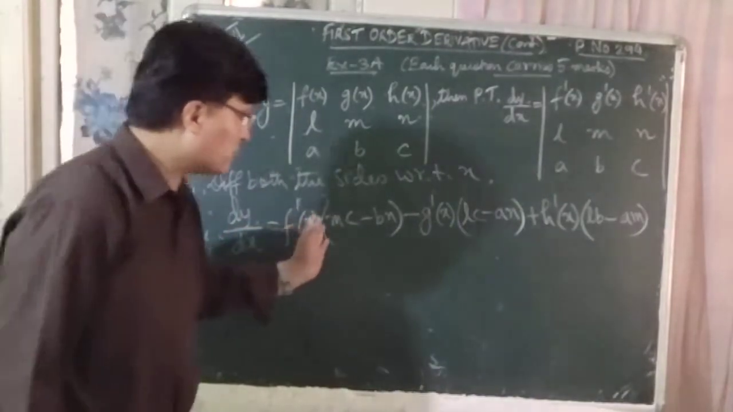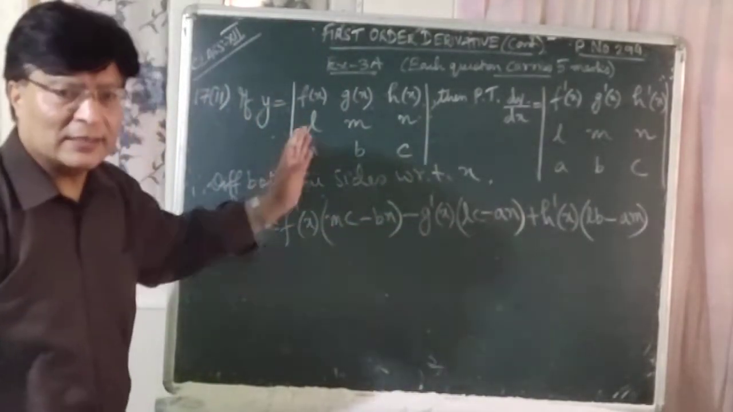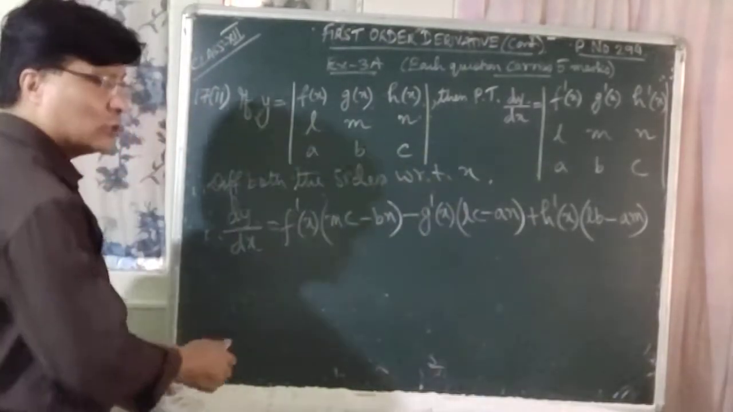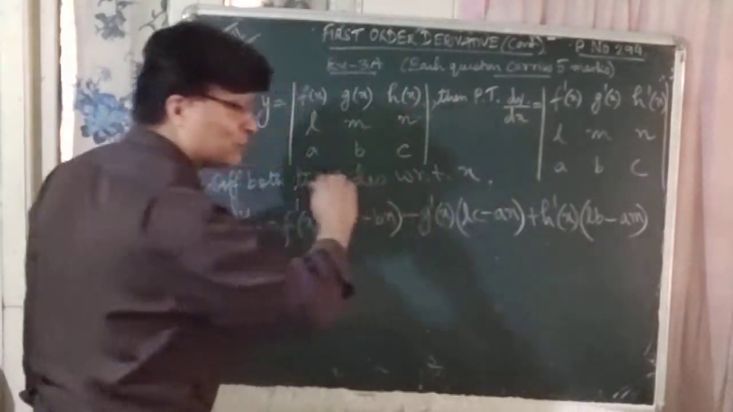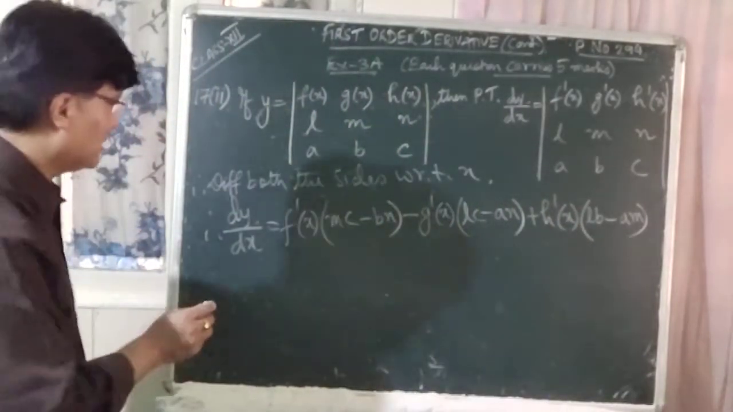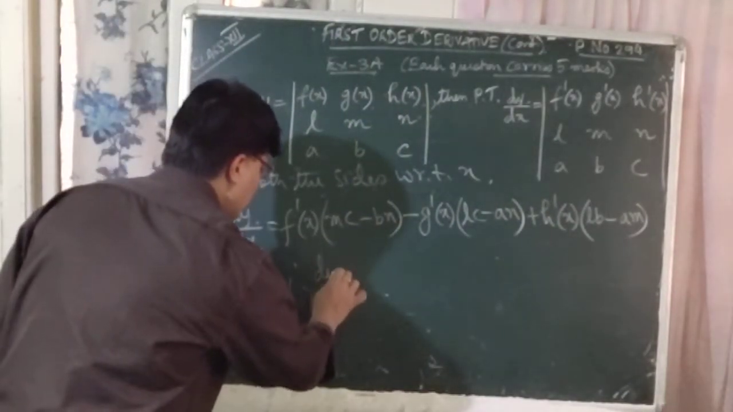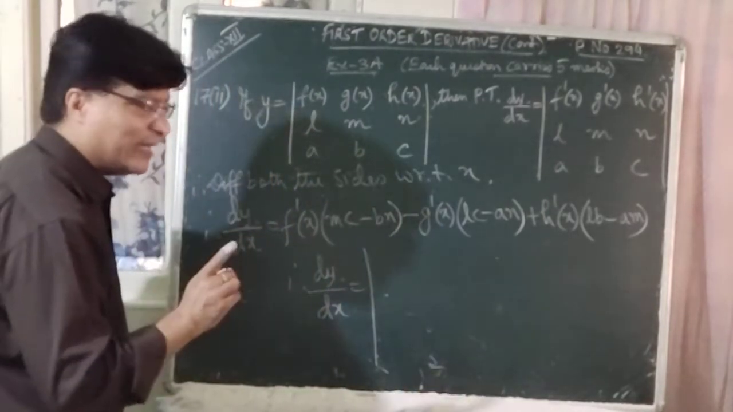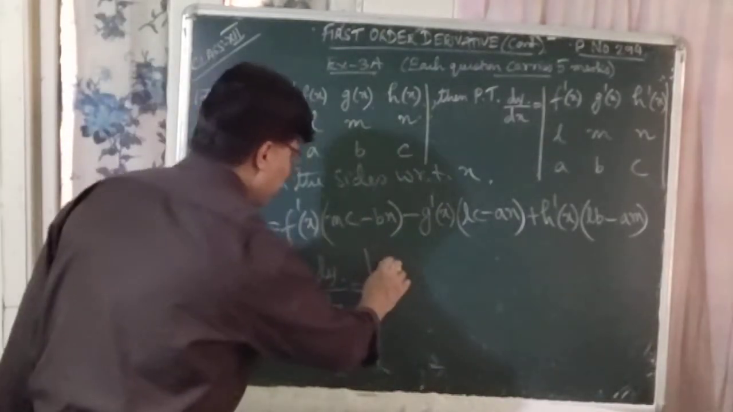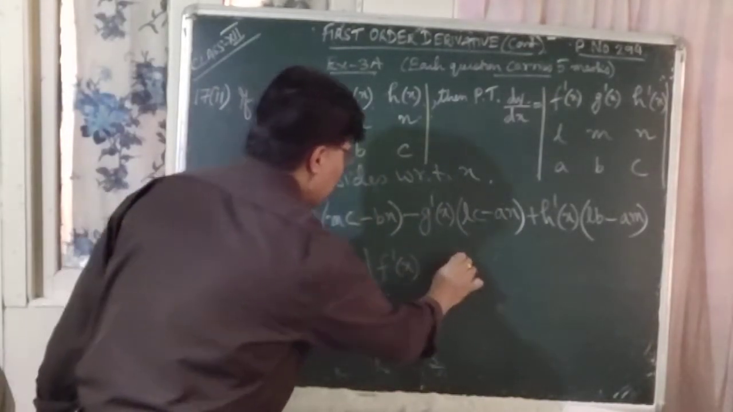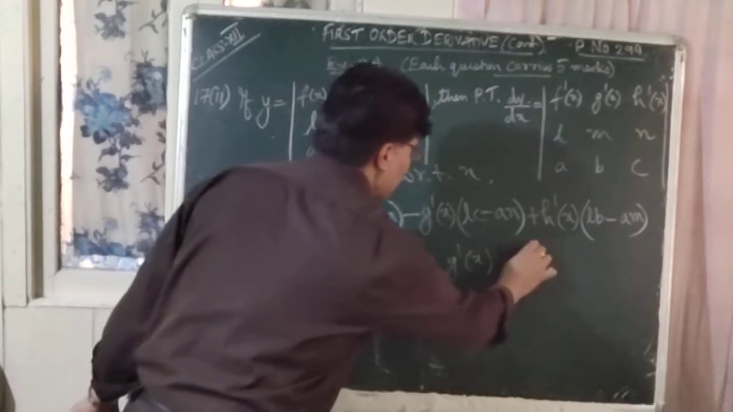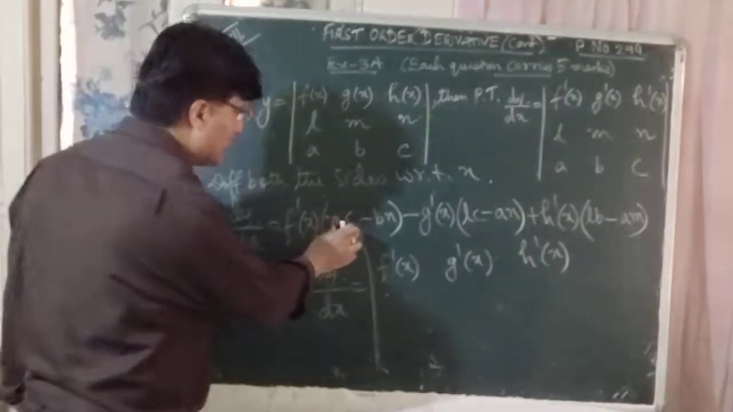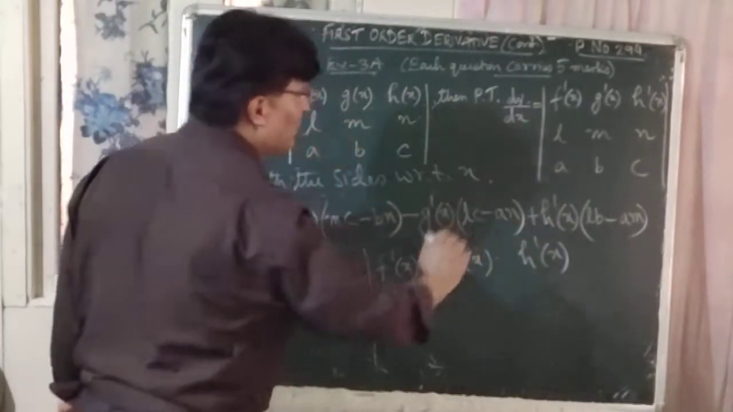So this right hand side is the expansion of a determinant. What is that determinant now? You can write down this expansion in terms of a determinant again, isn't it? So therefore dy by dx is equal to, so what will be in the first row? This f dash of x, then g dash of x, then comes h dash of x. Okay, so how can we get this MC minus Bn, LC minus An and LB minus An?